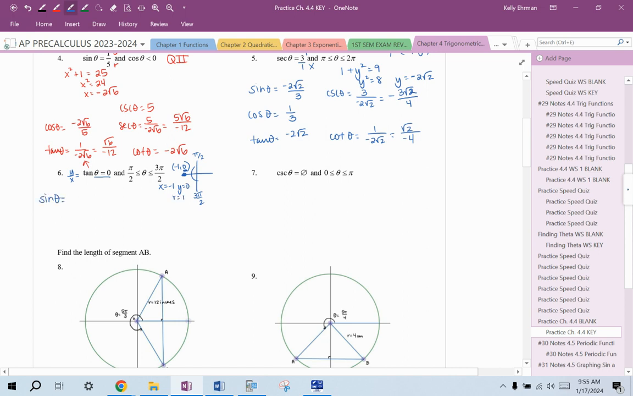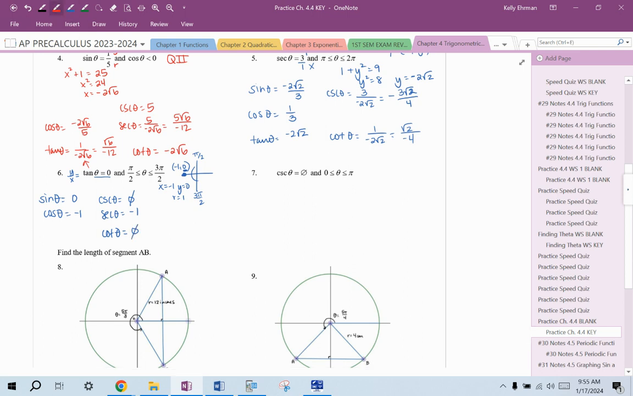So sine of theta is 0. Cosine of theta is negative 1, the x-coordinate. We already have tangent. Cosecant of theta, the reciprocal of 0 is undefined. Secant theta, the reciprocal of negative 1 is still negative 1. Cotangent theta, the reciprocal of 0 is undefined.